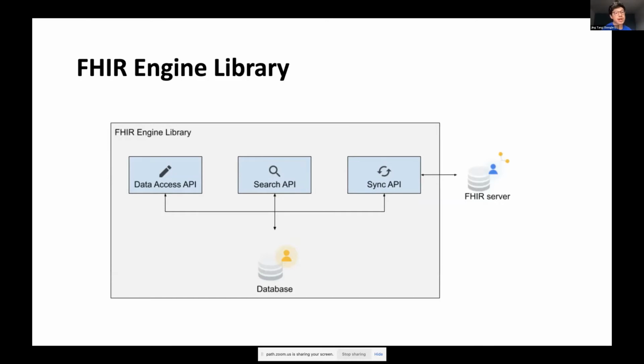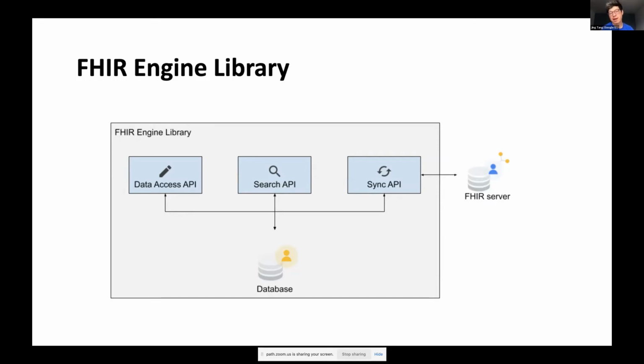So in the FHIR Engine Library, as I mentioned, there's a database, and then there are 3 sets of APIs that are very important. The first set is the data access API. I think it's a very straightforward set of APIs. It allows you to save and load from the database, modify your data, manage your FHIR data. There's nothing really fancy about this set of APIs.